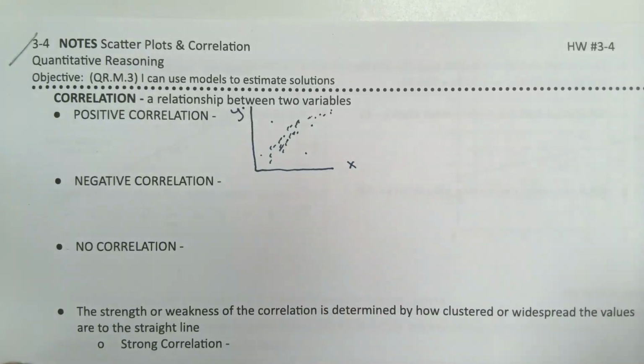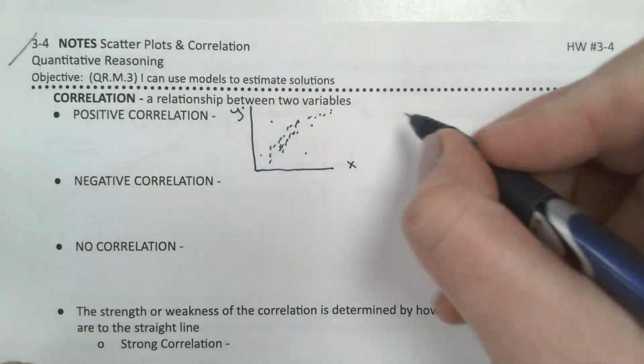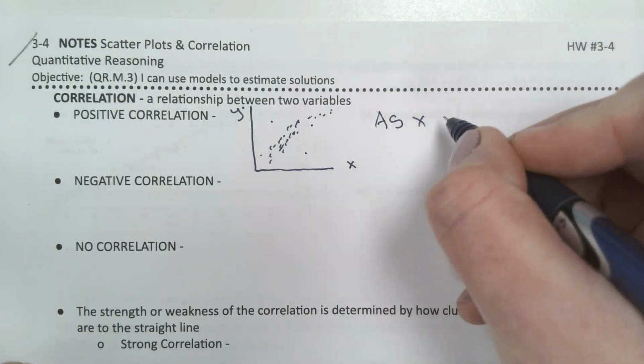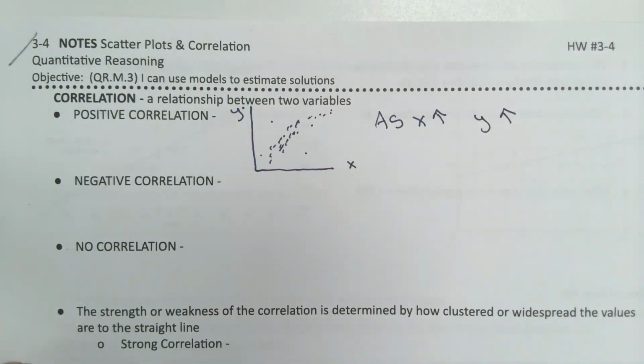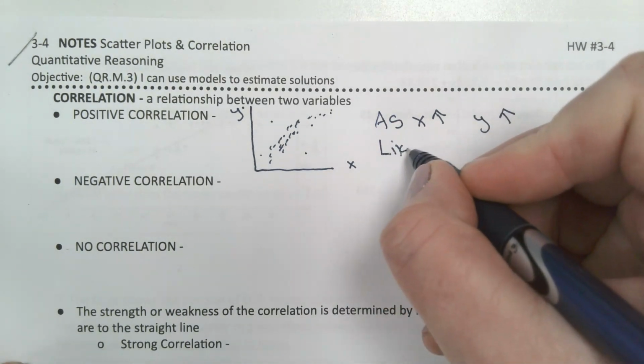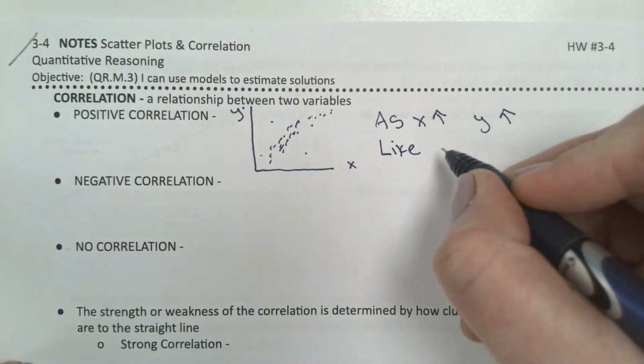On positive correlation, as the x goes up, the y also goes up. It is like positive slope.